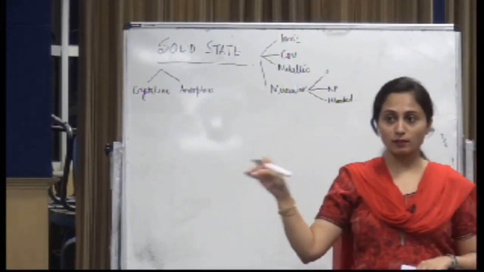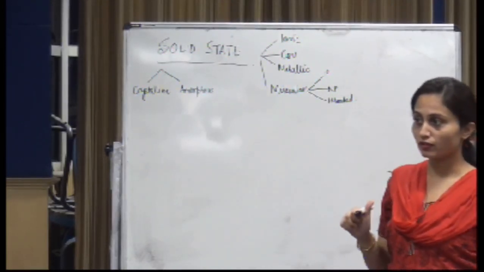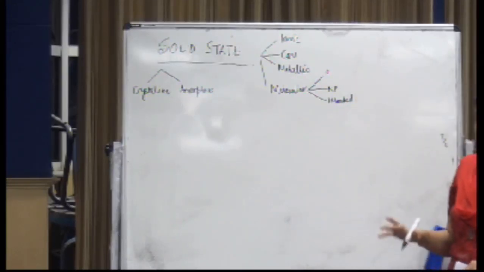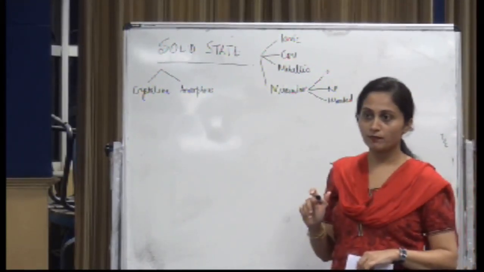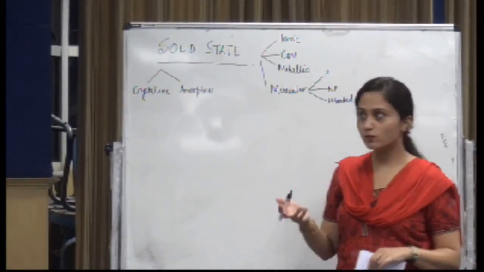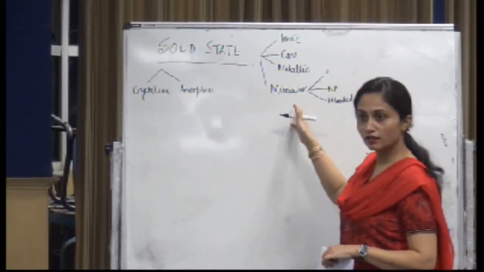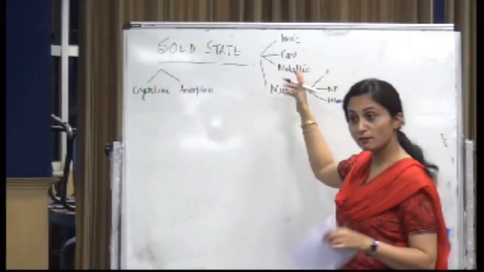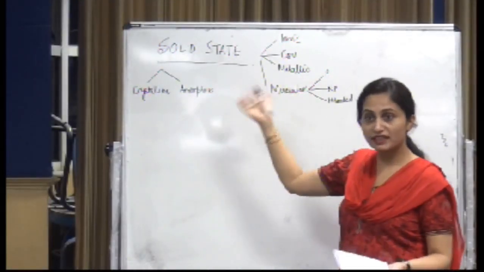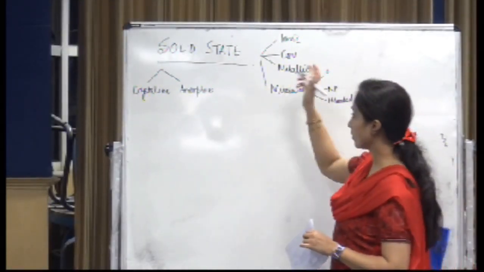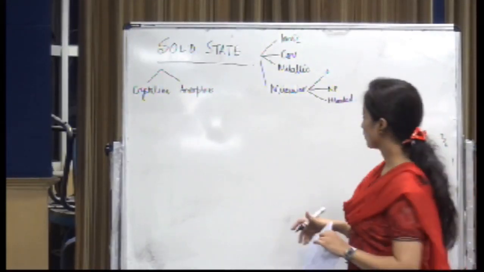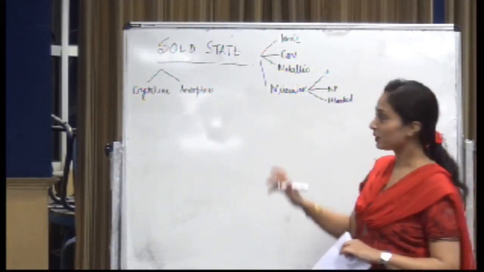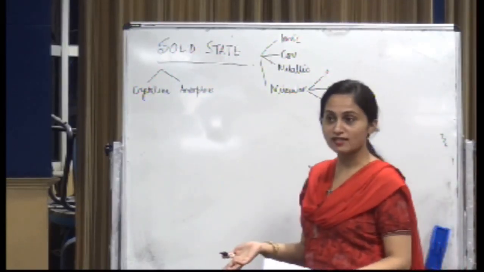Argon is what type of a solid out of these four? Or let me just ask, silver is what type of a solid? Simple silver. Metallic. So it will be metallic. If I talk about NaCl, I don't expect a wrong answer in this.